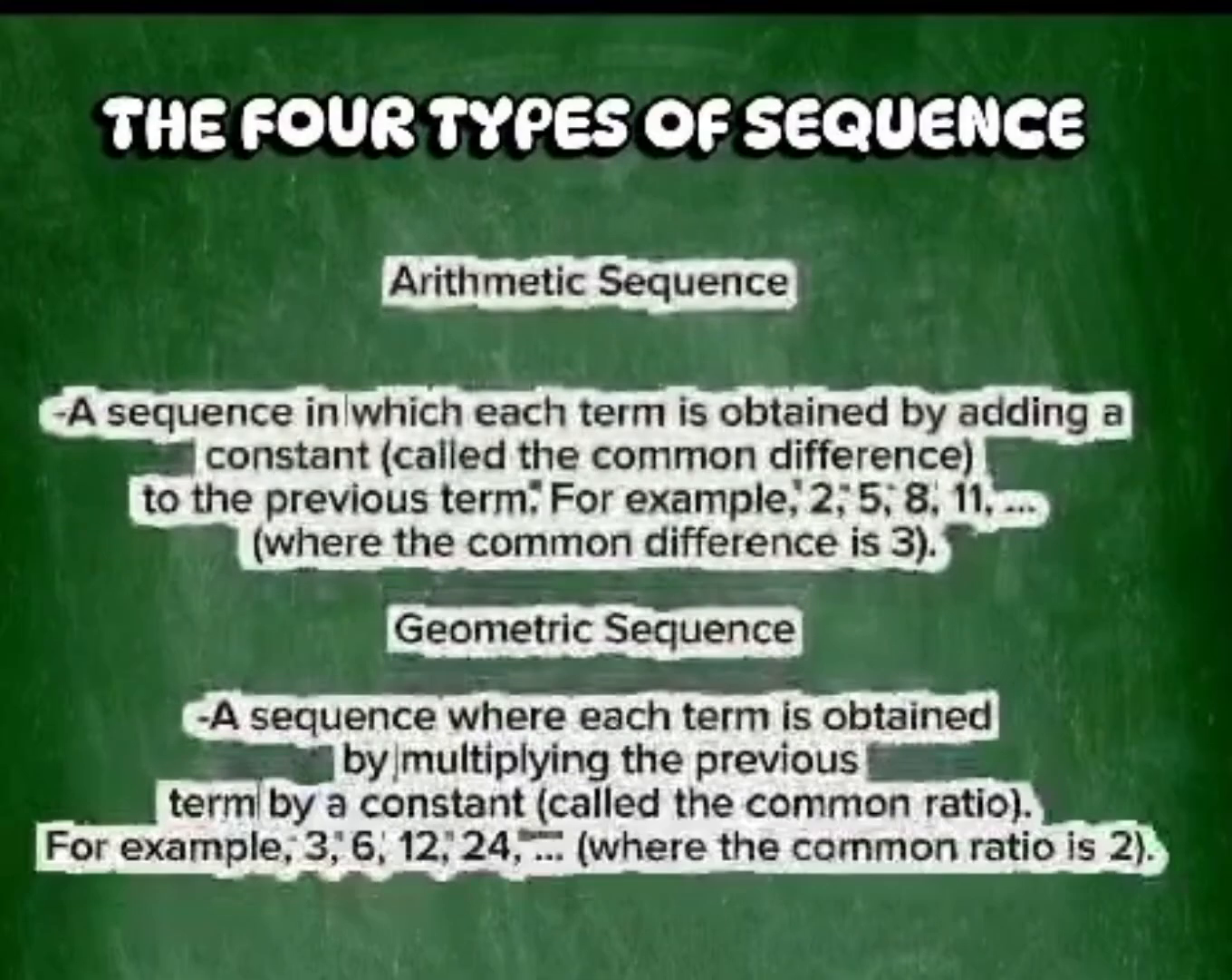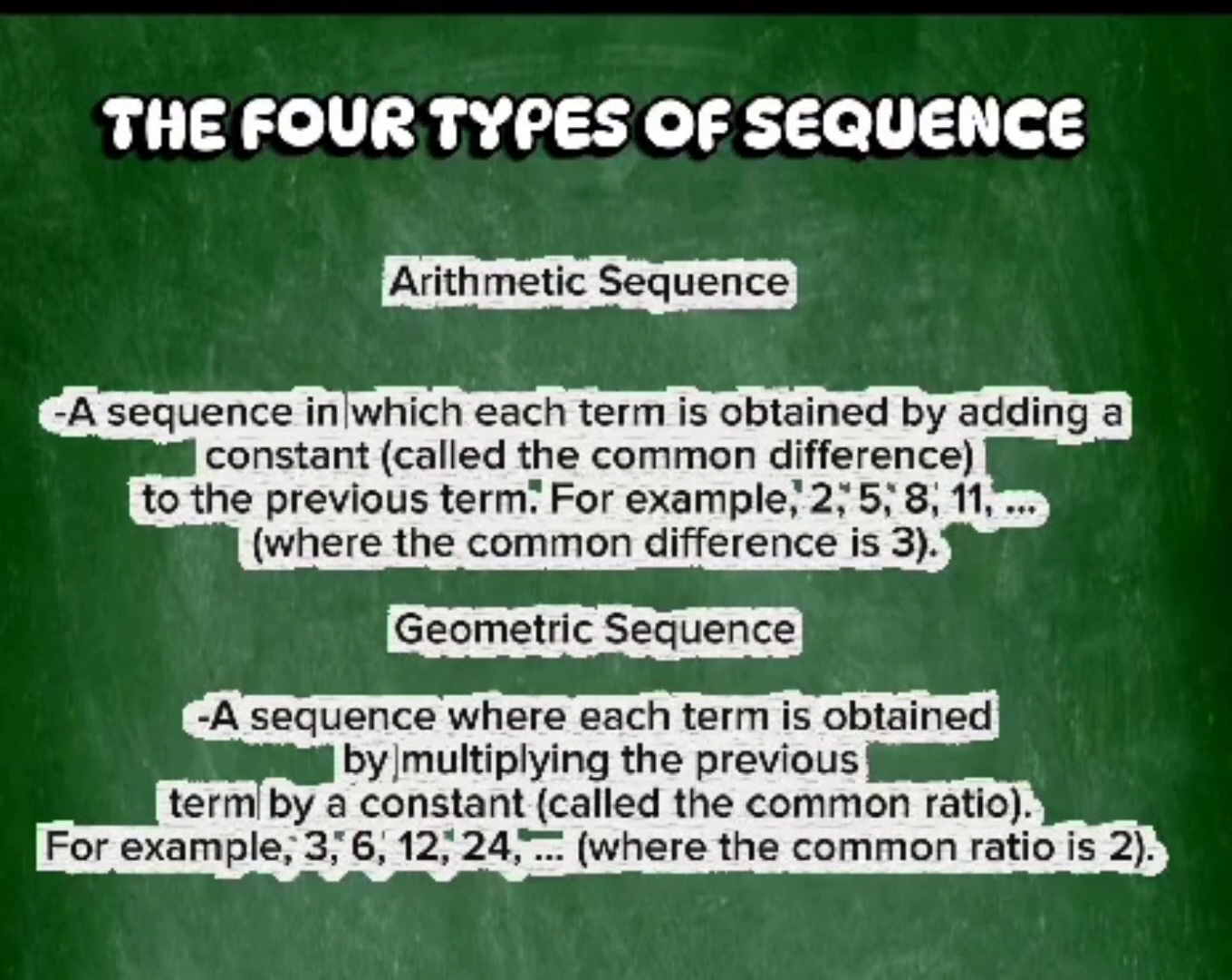The four types of sequence. First is the arithmetic sequence. Arithmetic sequence is a sequence in which each term is obtained by adding a constant called the common difference to the previous term. For example, 2, 5, 8, 11, and etc., where the common difference is 3. Second is the geometric sequence. Geometric sequence is a sequence where each term is obtained by multiplying the previous term by a constant called the common ratio. For example, 3, 6, 12, 24, and etc., where the common ratio is 2.